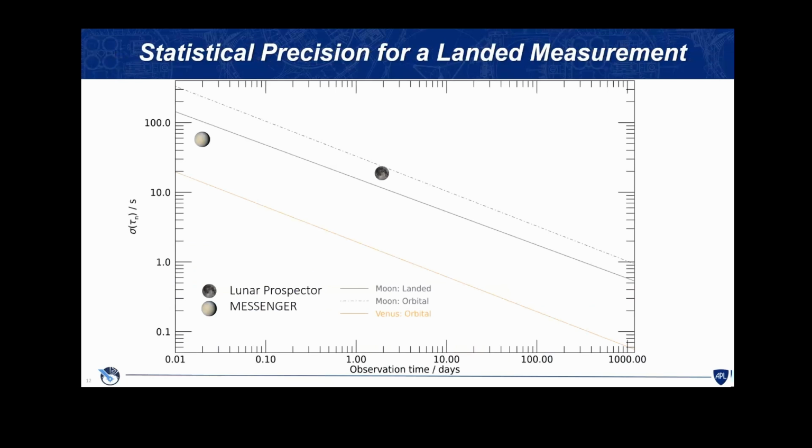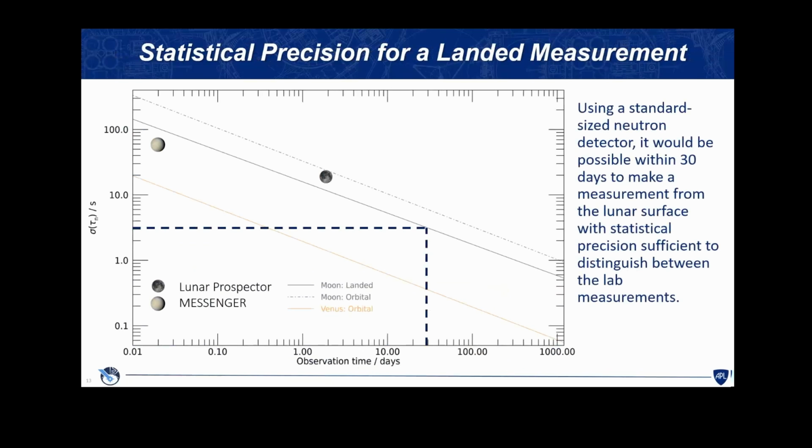So you can see that the lunar orbital measurement gives slightly less good precision than the landed detector, and the reason for that is that the landed detector can very successfully isolate the upward going and downward going components, so it provides quite a clean measurement of the neutron lifetime. Next slide.